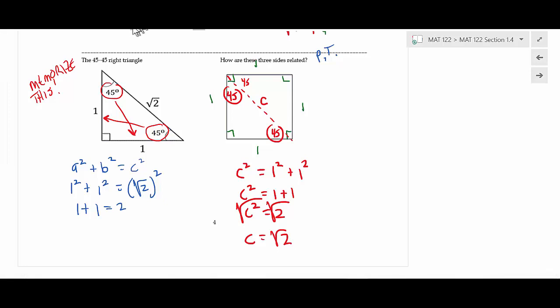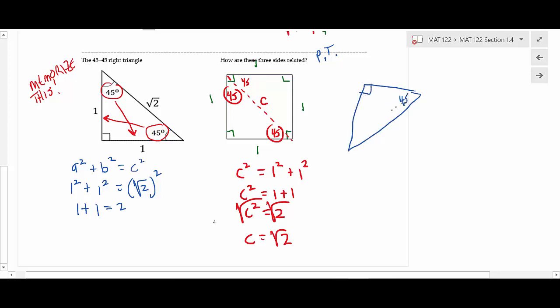So one of the things you want to be able to do when you memorize this triangle is remember that triangles can be rotated in all kinds of different ways. So if you know you have a 45-45 right triangle, you want to memorize that the sides go 1, 1, square root of 2. Well, logically, the square root of 2 is like 1.4, so it's the biggest side, so it goes there.